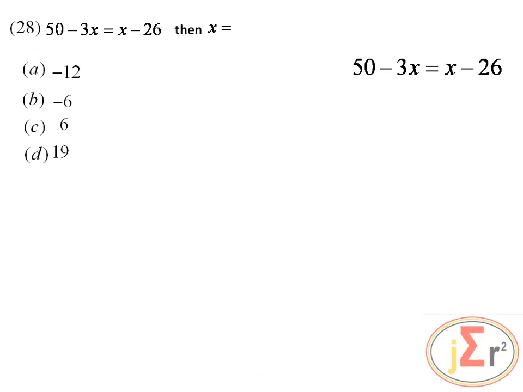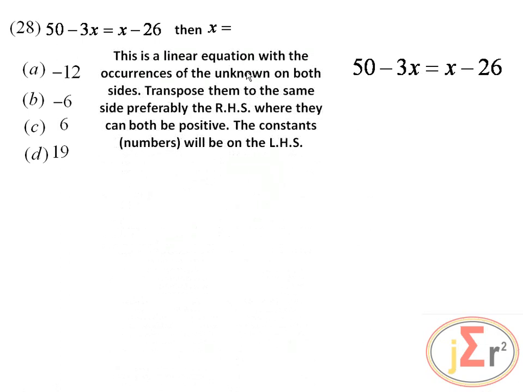Now we have a linear equation that we have placed over here under the microscope. We need to find the value of the unknown, which is x in this particular case. This is a linear equation with the occurrence of the unknown on both sides. Transpose them to the same side, preferably the right-hand side, where they can both be positive. The constants, which are the numbers, will be on the left-hand side.